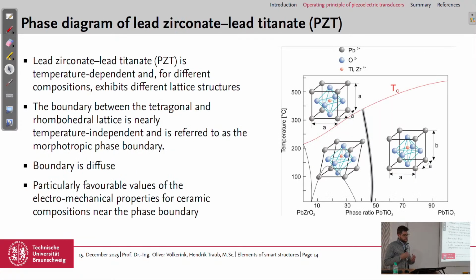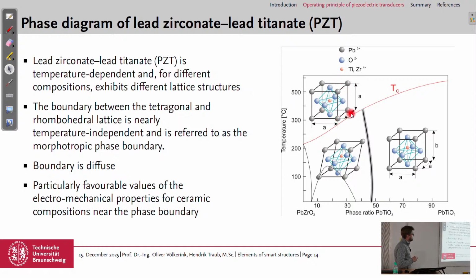And the crystal lattice or the lattice structure depends on different things, the temperature and also the composition of the ceramic. And I'd like to introduce this using the example of lead zirconate titanate, the PZT material.